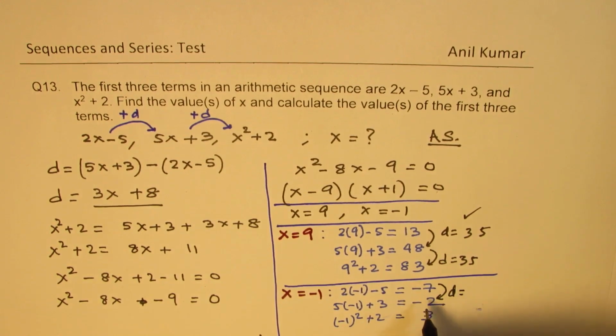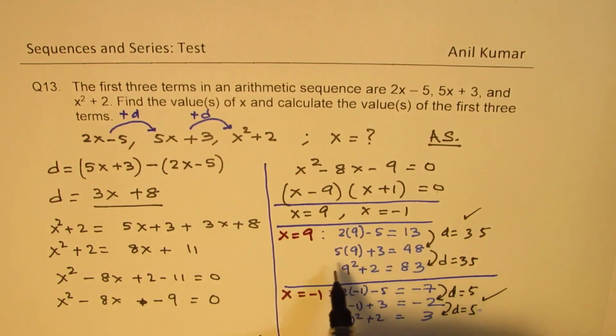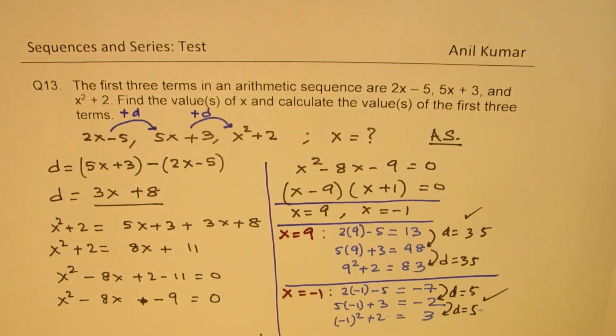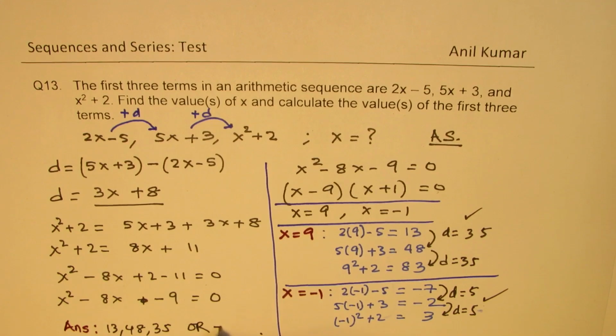So that is a good check, you know. So you're adding 5 to move on. That is correct. So that is also correct. So these are the three terms which we have got. So we can now write down our answer that the terms are 13, 48, 83, or we could also have minus 7, minus 2, and 3, correct?